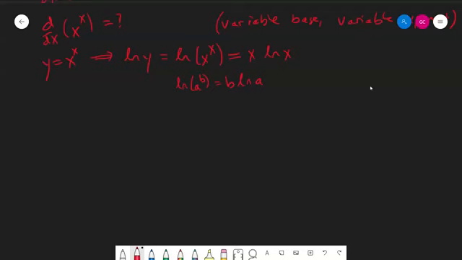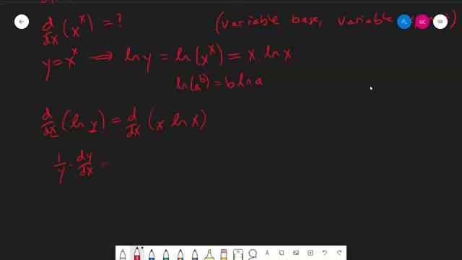So, if I take the equation ln of y equals x ln of x, and take d dx of both sides, on the left-hand side, that's a chain rule problem. It's not ln of x, it's ln of y. So you take the derivative as usual, but then multiply by dy dx. Of course, we don't know what dy dx is. That's what we're trying to find in this case.